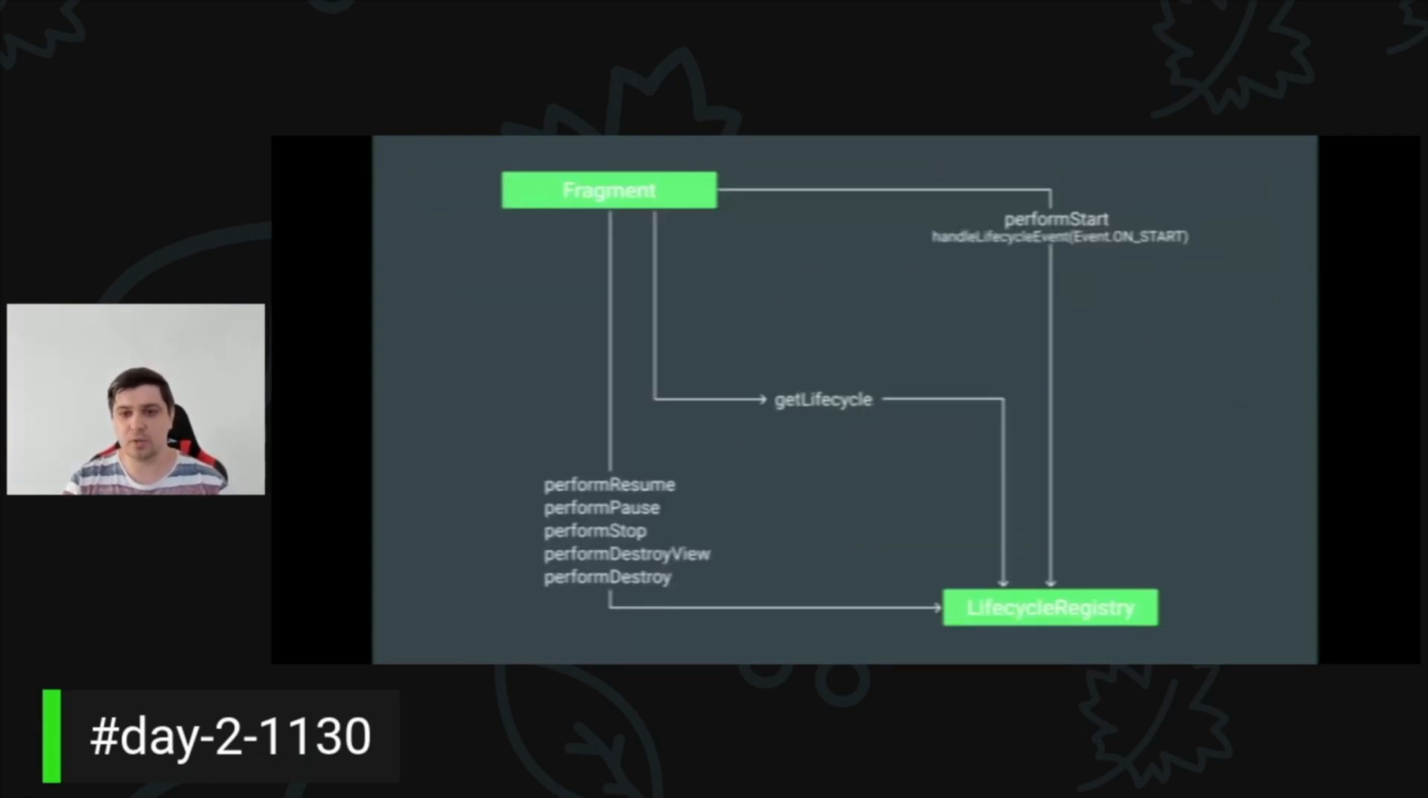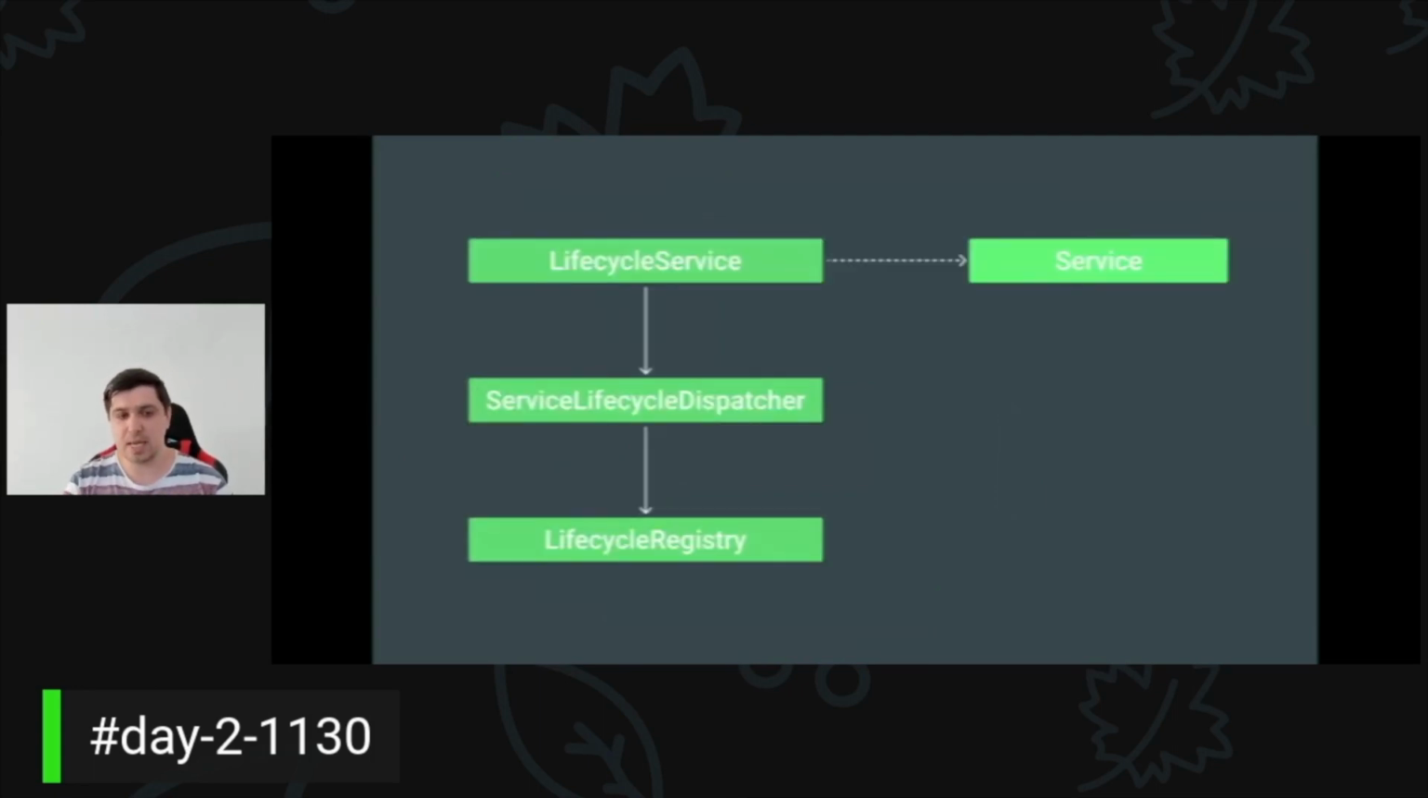The next lifecycle owner is a fragment, and with fragment it works a bit differently because we have methods like performStart, performStop, performResume, etc. In addition to it, for dispatching events to the LifecycleRegistry, we have methods like handleLifecycleEvent, with the event passed as a parameter to this function. And the next one is LifecycleService. This service is built on top of the traditional service, and it has access to a ServiceLifecycleDispatcher. The ServiceLifecycleDispatcher interacts with the LifecycleRegistry, and the LifecycleRegistry, as usual, handles all state and can notify subscribed observers.